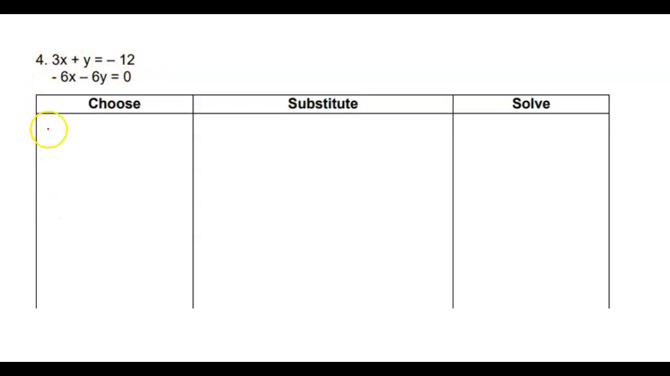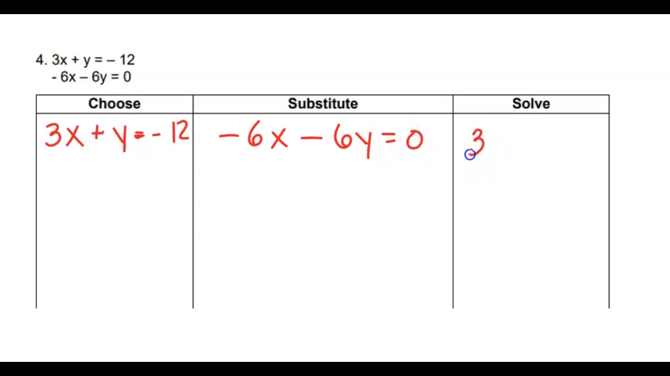I'm going to choose this one to start with because this y does not have a coefficient other than 1. The coefficient here is 1. So this is going to be my second column, and then I'm going to go back to this one for my final column. I need to solve this for y because y doesn't have a coefficient other than 1. That's going to be the easiest one to solve for.